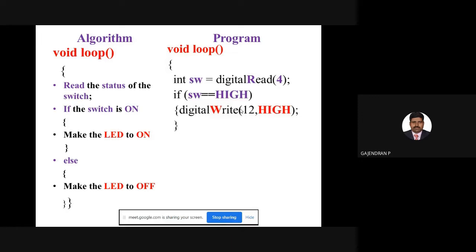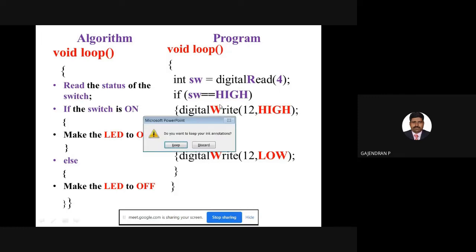Else part, can anyone assist what I have to type? Else part, else what do I have to type? Same pin or different pin? Digital write 12 comma low, that's all. So this is the program part. If you have any doubt, please stop me, else I will continue with the simulation part.